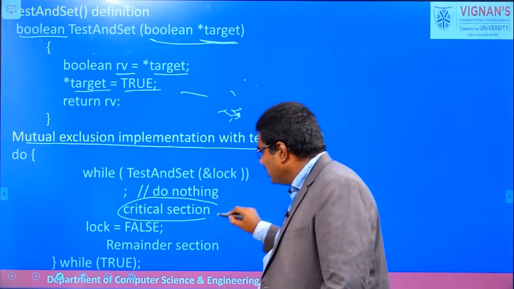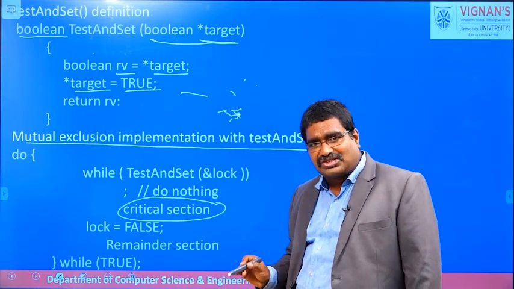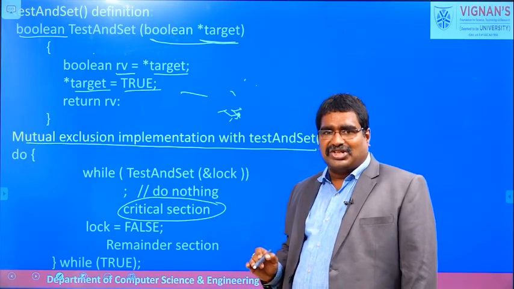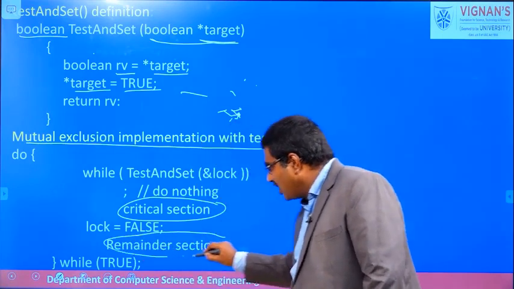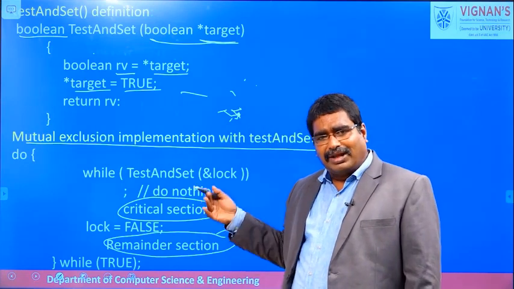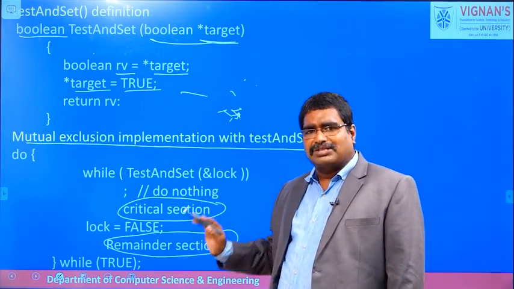What is the critical section? A set of instructions where they modify the shared data. And the remainder section, what is the remainder section? Where they are not modifying the shared data. Other than the shared data, they are performing some operations.